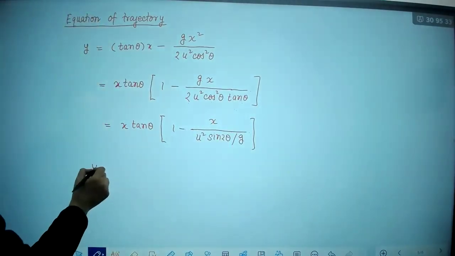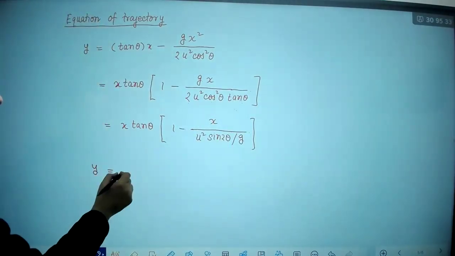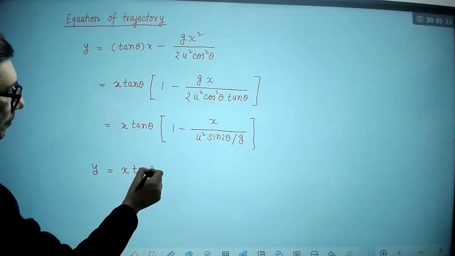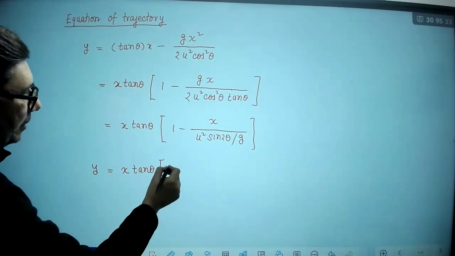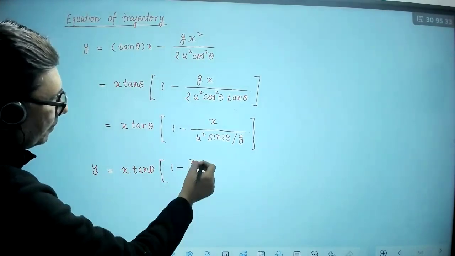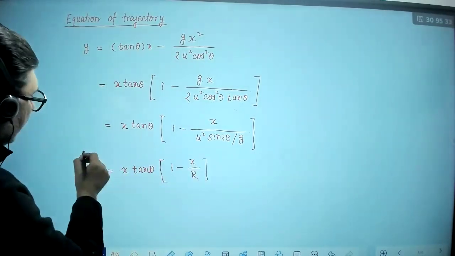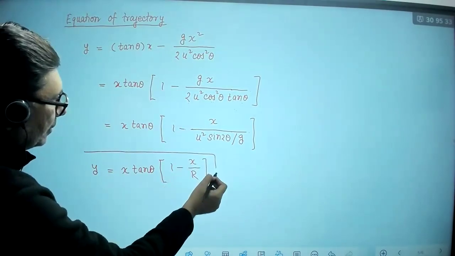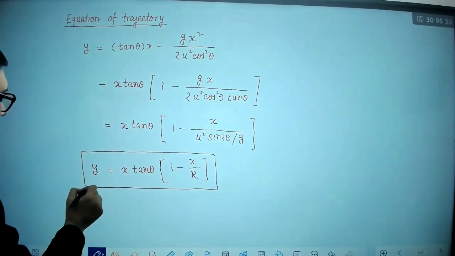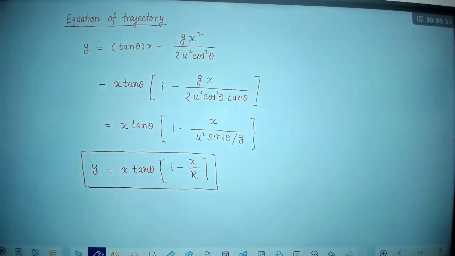So you can also remember this equation of trajectory as y equals x tan theta times 1 minus x upon range capital R. Many times it is very helpful. This is another form of equation of trajectory of projectile motion. This one. Is it okay? Okay beta. Next.